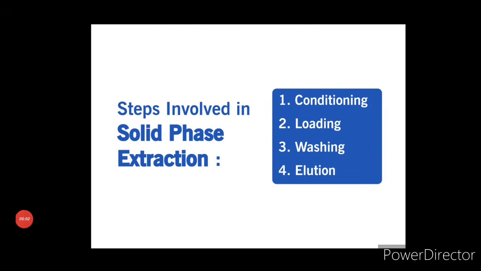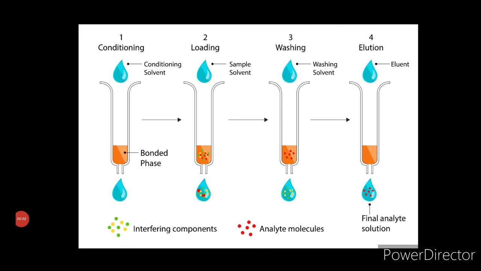There are four steps involved in solid phase extraction technique, namely first, conditioning, second, loading, third, washing, and fourth, elution step. Now let us understand each and every step in detail. First step, conditioning. Conditioning of the bonded phase is done to activate appropriate sites for adsorption. The solvent can be pulled through by positive pressure or by vacuum.